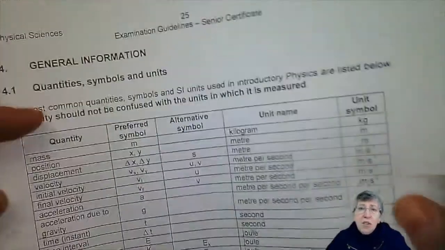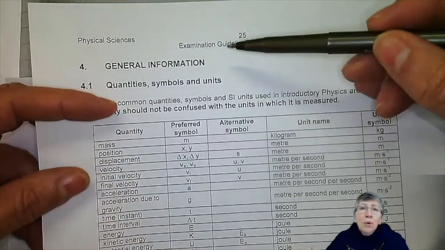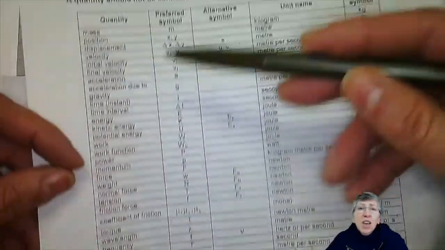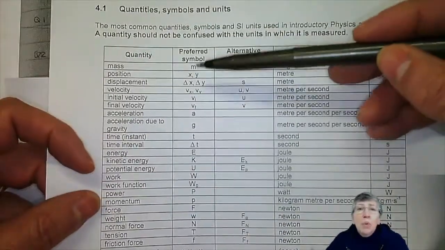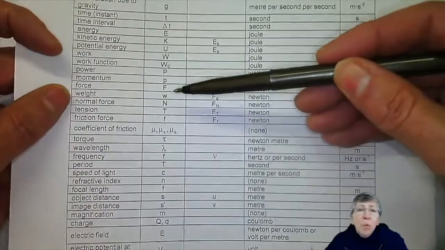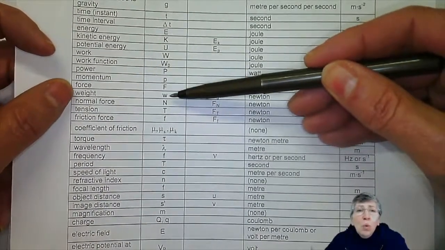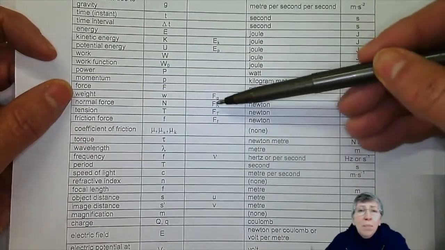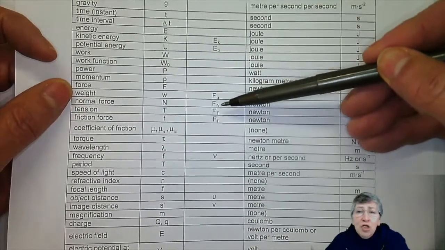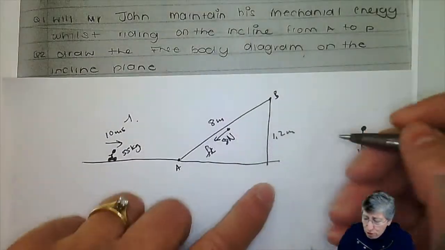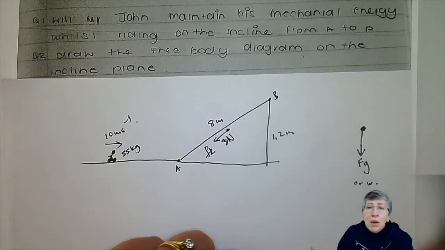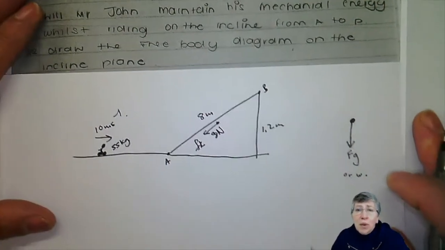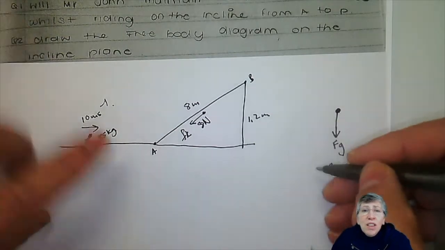Now, what is the correct label? If you go to your exam guidelines, there's a whole table where they tell you what is the correct one. They actually tell you what they prefer, but what they will also take. For weight, they prefer a small w, but they will also take Fg. So I can use Fg, or I could have used the w. Either one of those will be all right. Okay, so I've got that one.